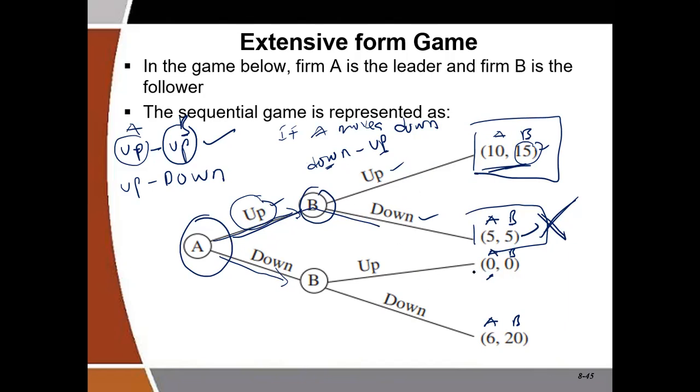Again, let's examine the third scenario where we are at down, up. Now at down, up, if B moves to down, it becomes down, down. And B would have increased his money from 0 to 20. So it is not a Nash. At Nash, if you move alone from that point, you cannot benefit.